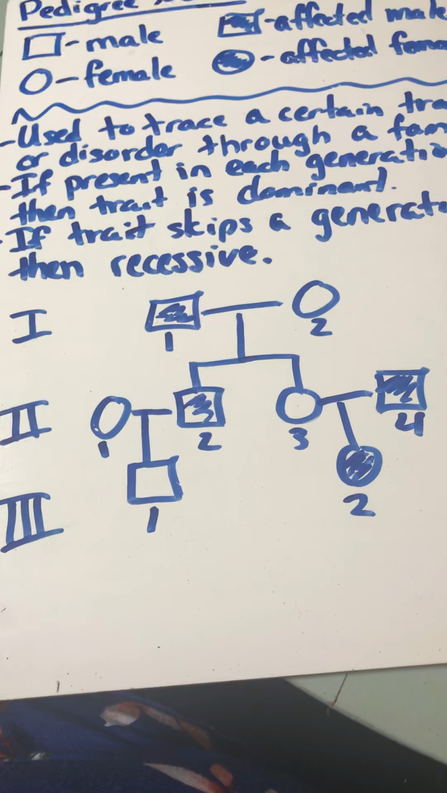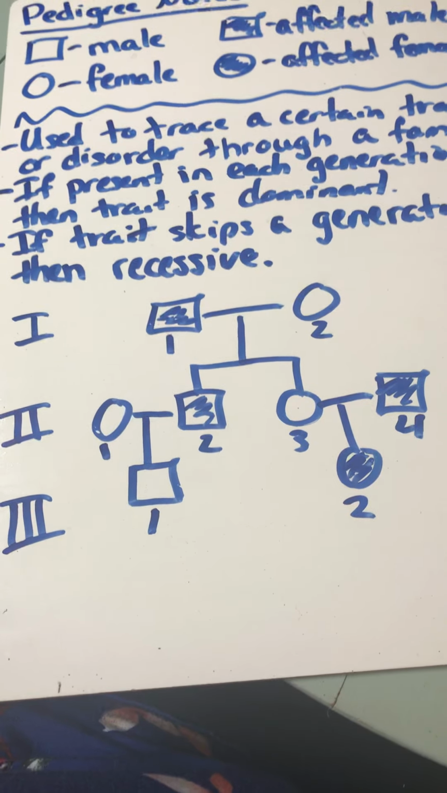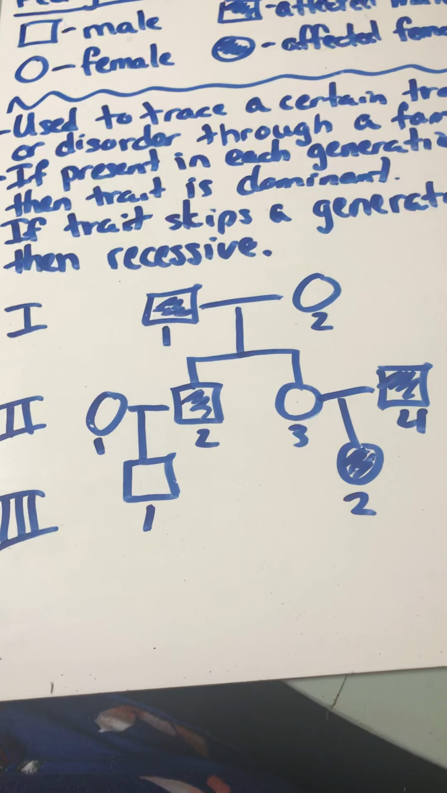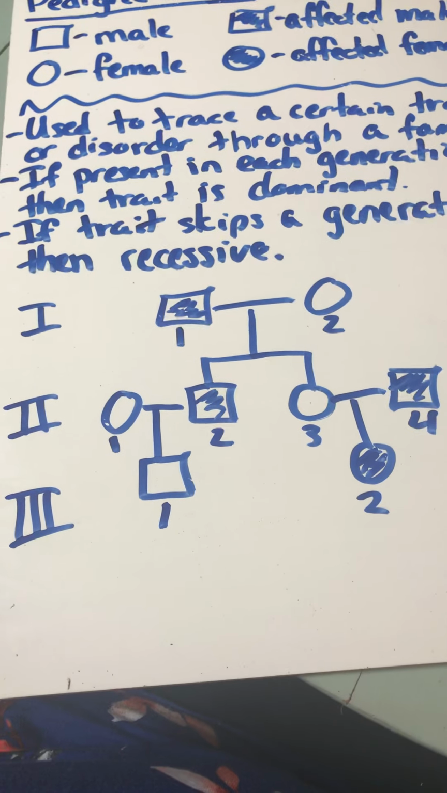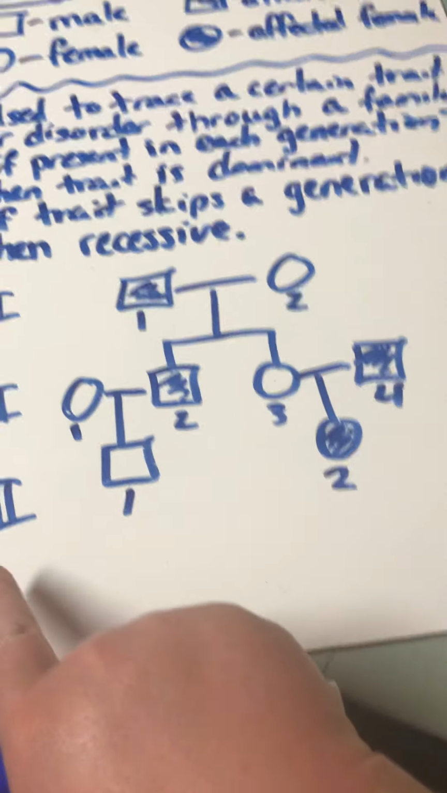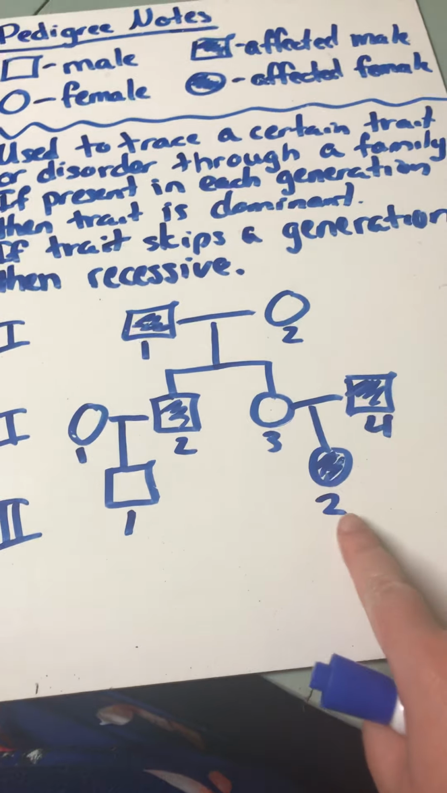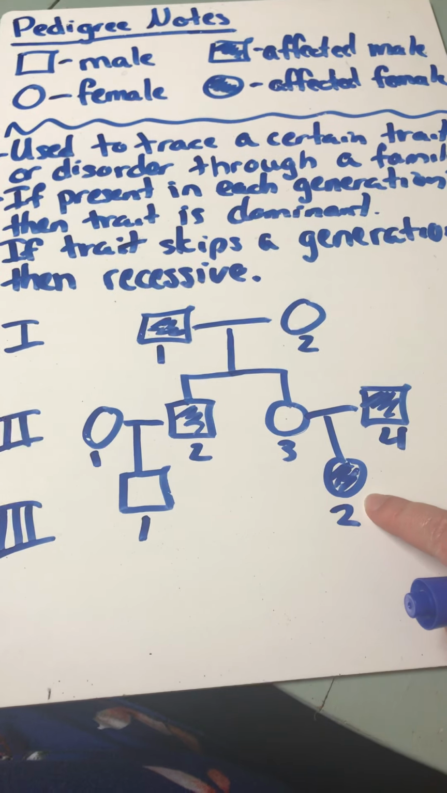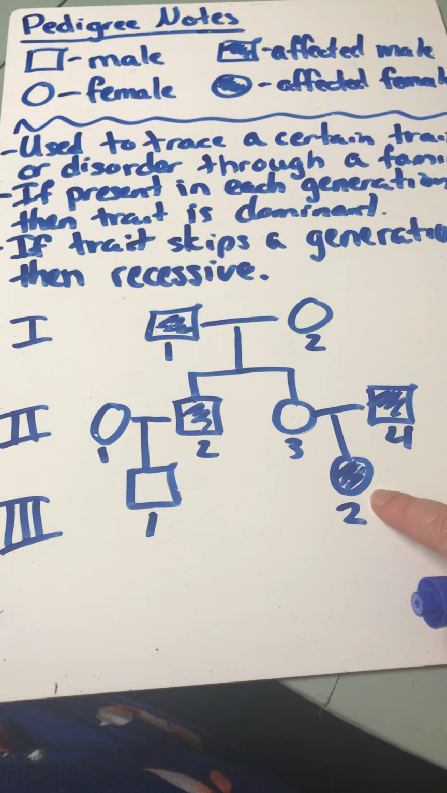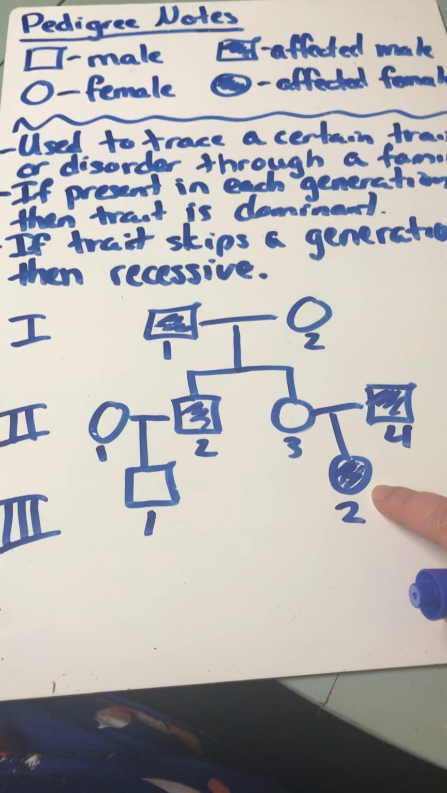When you go through these, you just have to think about your family. So let's look at individual 3-2, which would be the third generation, the second person here. What would this person be? This would be an affected female because that is a circle and filled in.